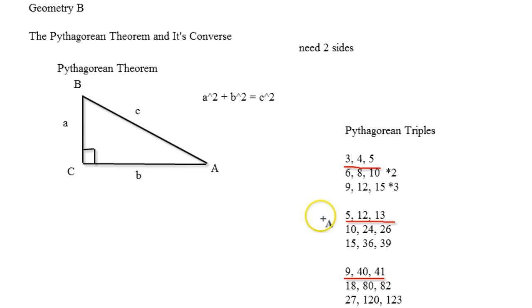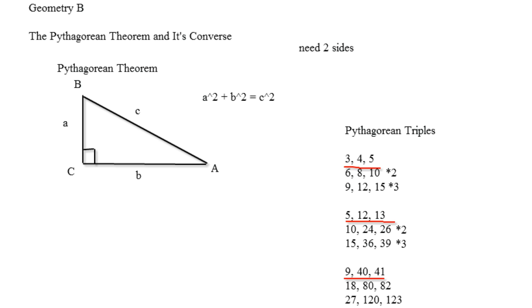So 3, 4, 5, 5, 12, 13. If you multiply them by 2, you get the same thing as what we got up there. If you multiply them by 3, right there. And then the same thing for 9, 40, and 41.